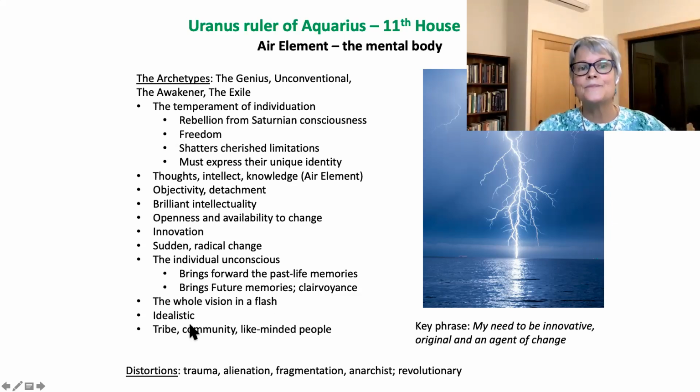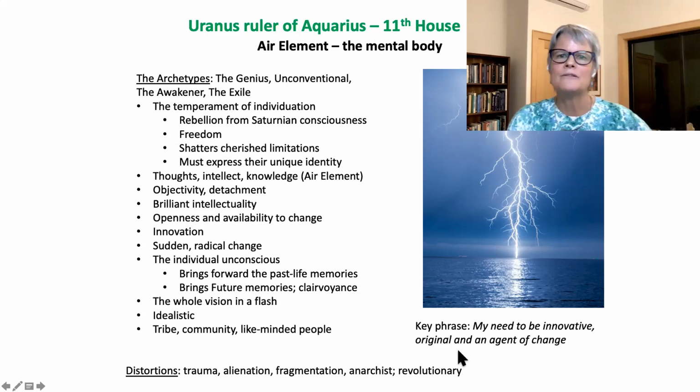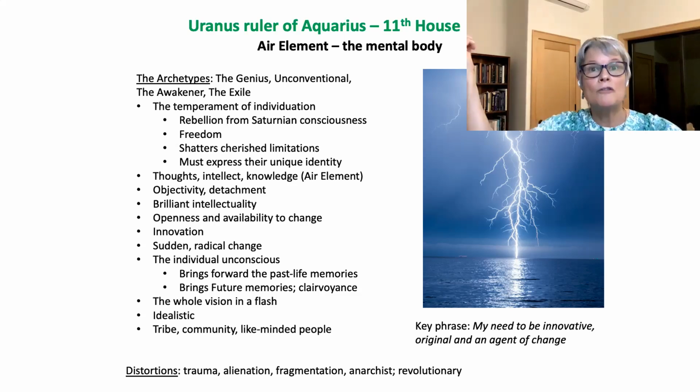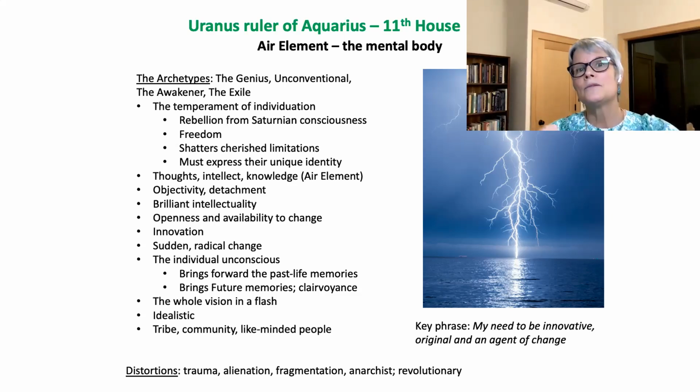It rules idealism. And it also rules the tribe, one's community, and like-minded people. Okay, so a key phrase would be my need to be innovative, original, and an agent of change. Distortions would be trauma, alienation, fragmentation. Okay, so as it rules the mental body, when one has been traumatized, part of the mental body can fragment. And usually as an astrologer, if there's Uranus conjuncting, or in some large aspect like a square or opposition to a planet, sometimes that means fragmentation, in particular when it's related to the nodal axis or related to Pluto. So it's something to really be aware of.